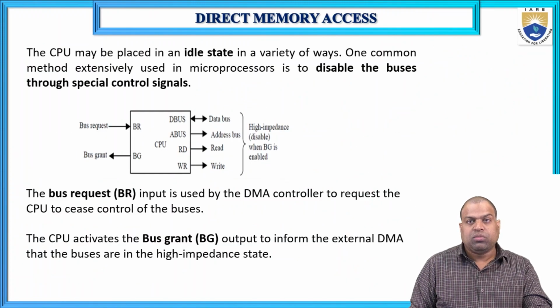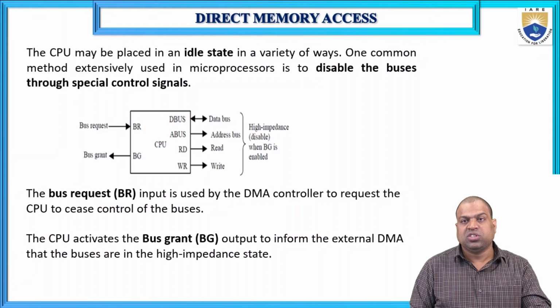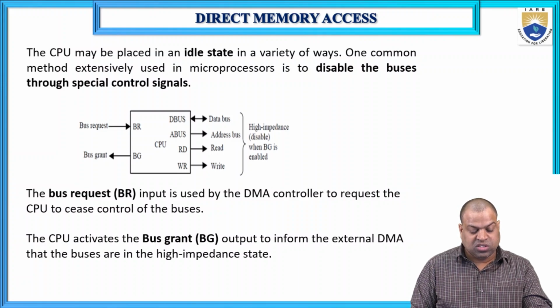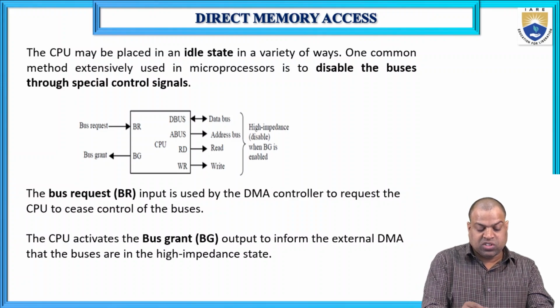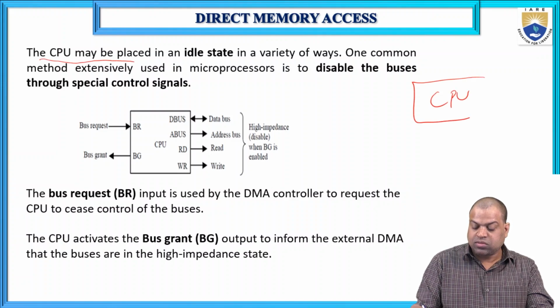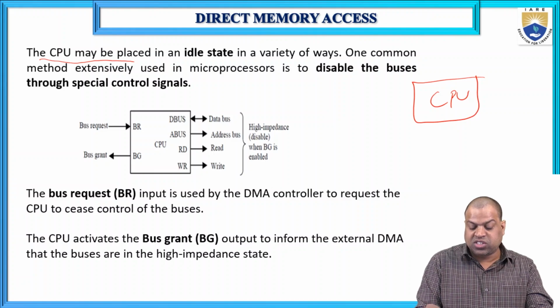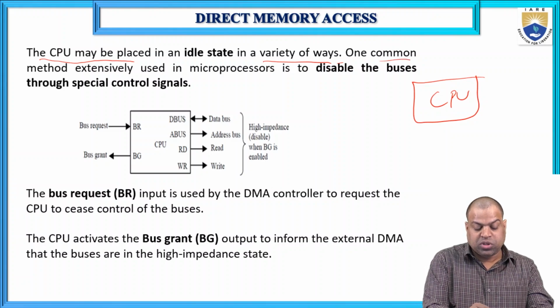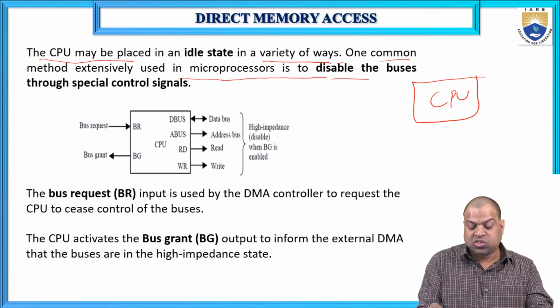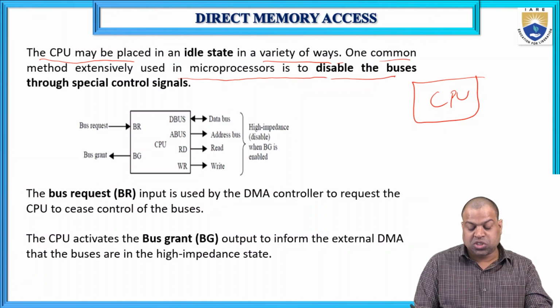So the CPU may be placed in an idle state in a variety of ways. One common method, extensively used in microprocessors, is to disable the buses through special control signals. So bus request and bus grant. What is a bus request? First we look at the CPU, which may be placed in an idle state in a variety of ways.